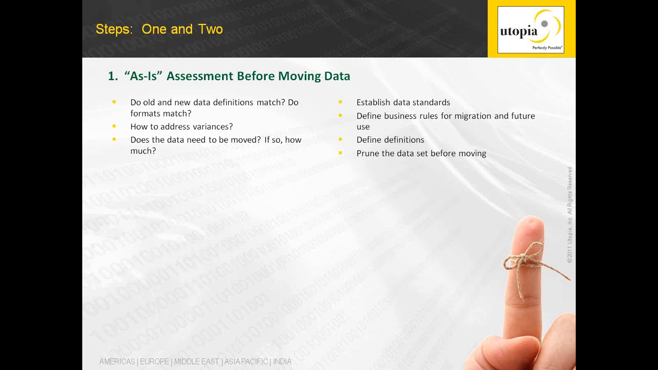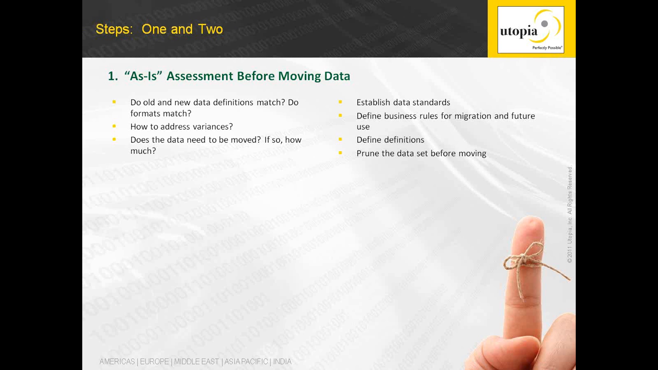The other reason for doing the as-is assessment is to identify obsolete data, data that you don't need to move, such as vendors and materials that have never had a purchase order raised against them, and duplicates that are in the data, those sorts of things, so you can actually reduce the amount of data that you have to move in the first place.